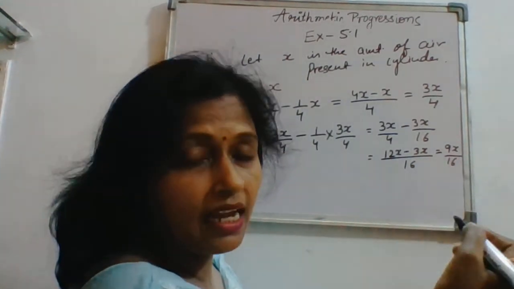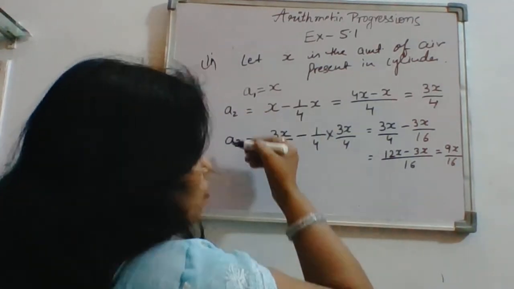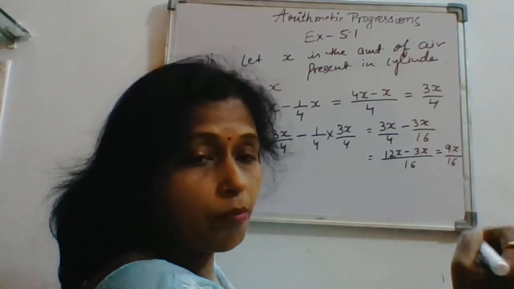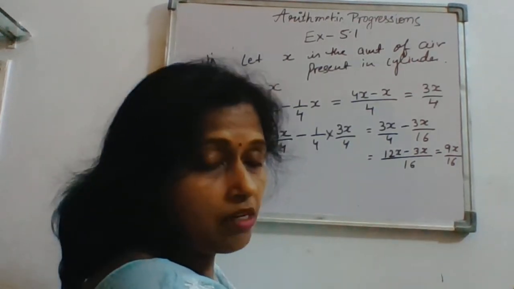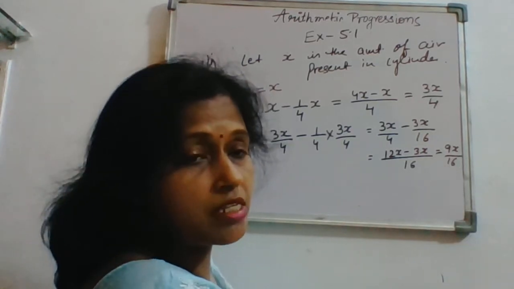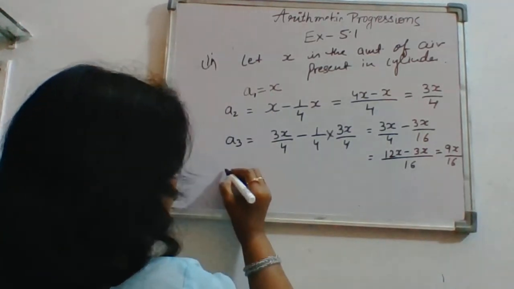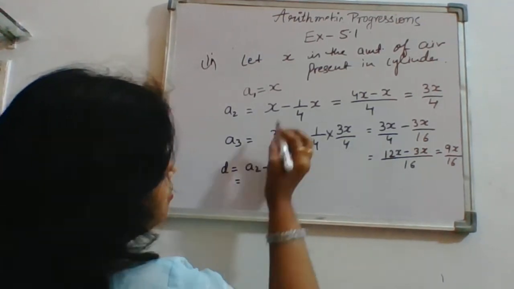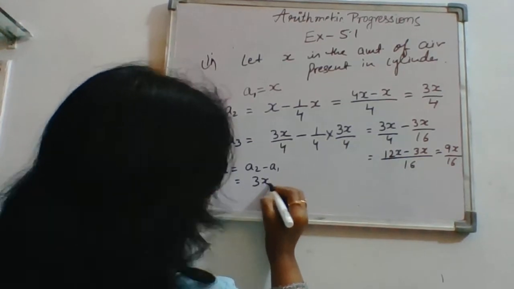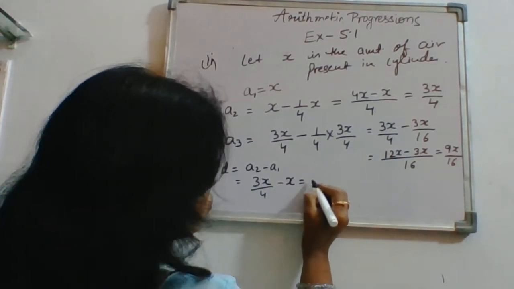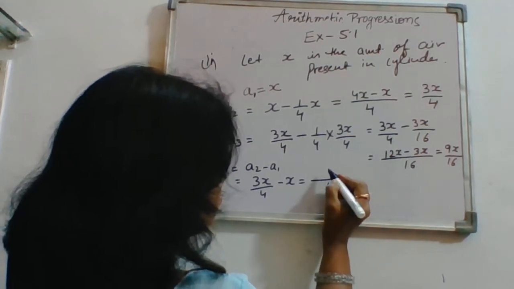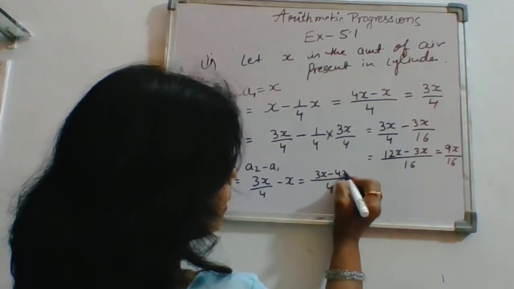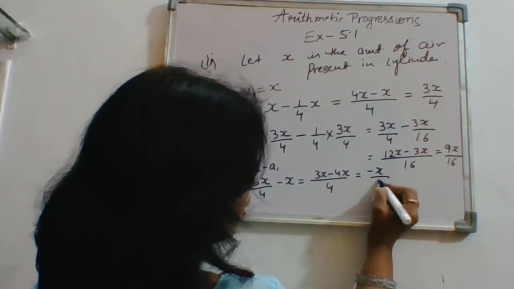Now you have to check whether this list of numbers A1, A2, A3 which we have obtained is in AP or not. So we have to check whether the common difference is the same or not. If the common difference is the same, then the list of numbers is in AP. So we will find the common difference A2 minus A1. A2 is 3x by 4 minus x. So it will be 4 and here it will be 3x minus 4x, that is minus x by 4.